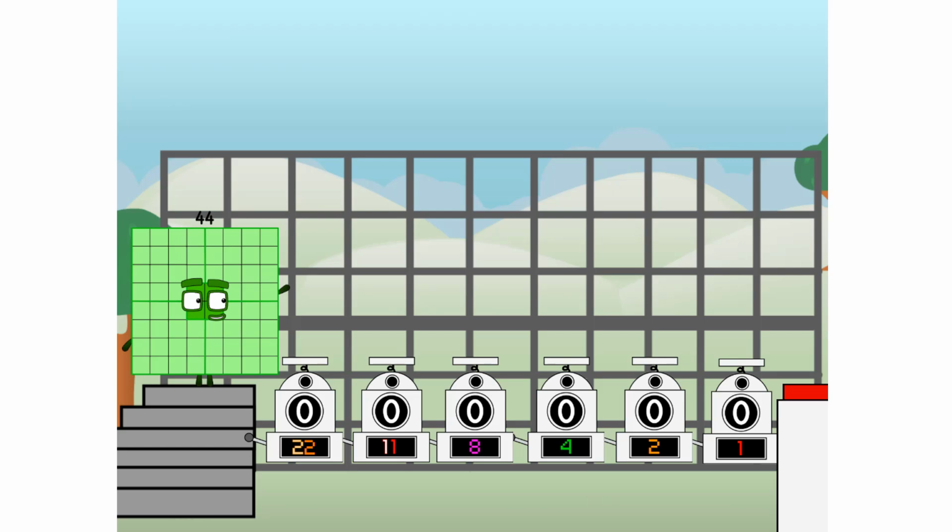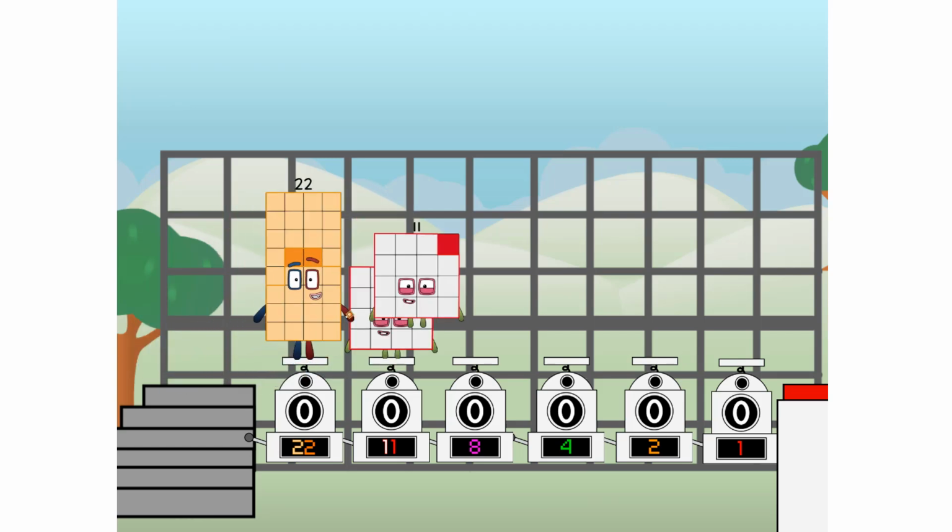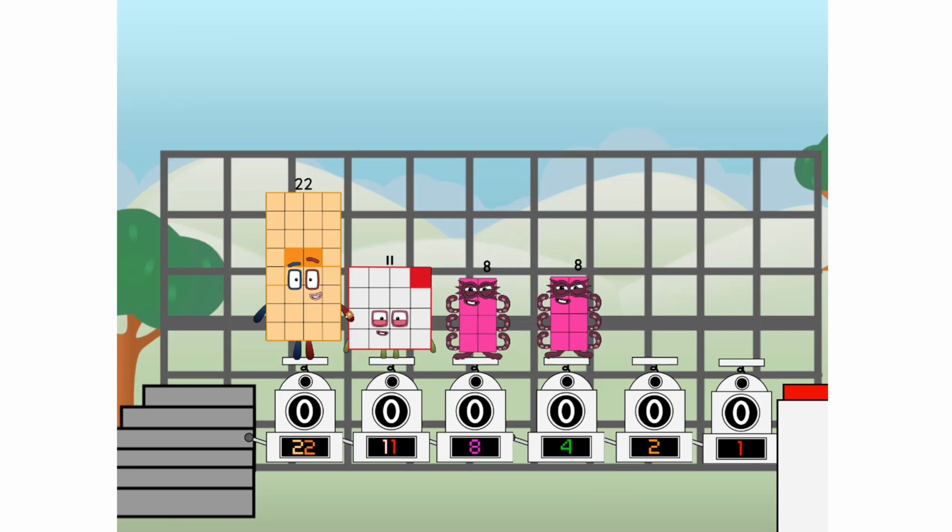First, I split in two. 2, 5, 2, and 1. And 8. And 4. And 2. And 1. And one more to press the big red button. Then you choose who's going up.